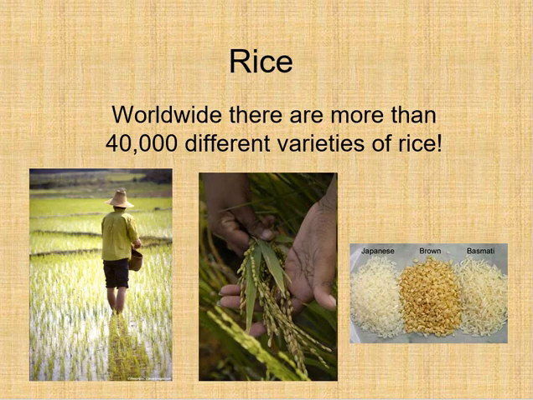Alright, so now we're looking at rice. Rice is one of the staples in the world. More than 40,000 different varieties of rice span the planet. It is relatively easy to grow, and it is found in, I believe, most of the continents. I don't think you can grow rice in Antarctica, but I never tried.